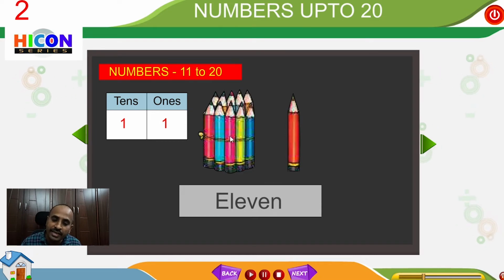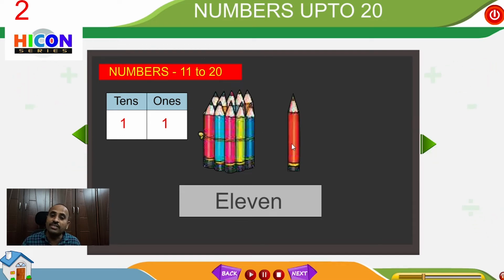So how many tens are there? 1 tens. And how many ones are there? 1 ones. So each single pencil represents ones and each bunch represents tens, since there are 10 pencils in each bunch. So here each bunch represents tens and each single pencil represents 1. So now let us start how to write the number from this picture.